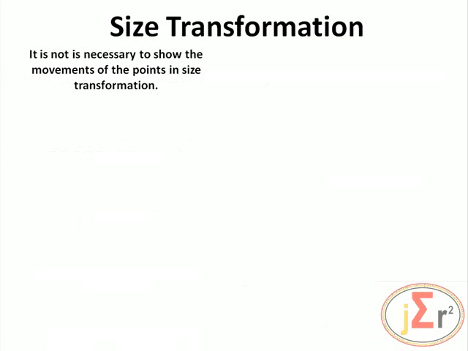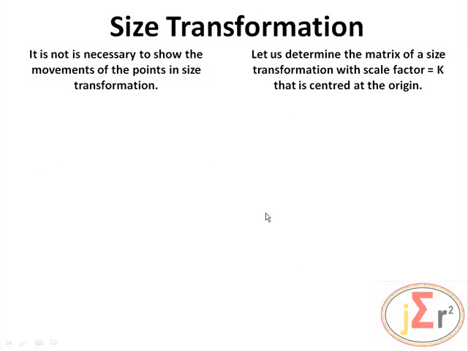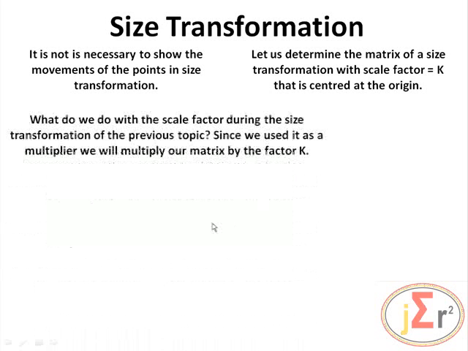It is not necessary to show the movements of the points in a size transformation. Let us determine the matrix of a size transformation with scale factor k that is centered at the origin. What do we do with the scale factor in a size transformation? Since we use it as a multiplier, we will multiply our matrix by the scale factor k.